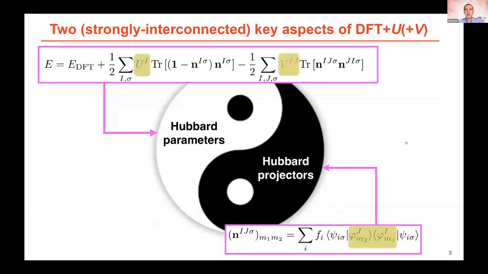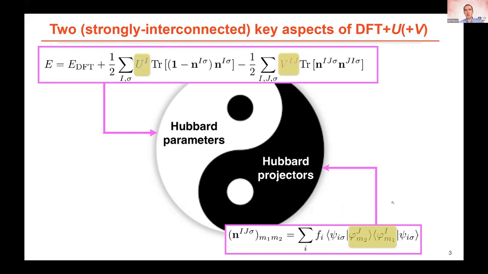As you saw already during day one, in the talk of Professor Marzari, there are two strongly interconnected key aspects in the Hubbard functionals. On the one hand, we have the Hubbard parameters, U and V, that are not known, and we have to determine them somehow, and this will be the topic of this talk. On the other hand, we have Hubbard projectors. These are the functions phi onto which we project the Kohn-Sham wave functions. These Hubbard projectors are also not uniquely defined. We can have different types of Hubbard projectors, and I will also discuss this more in the remainder of my talk.